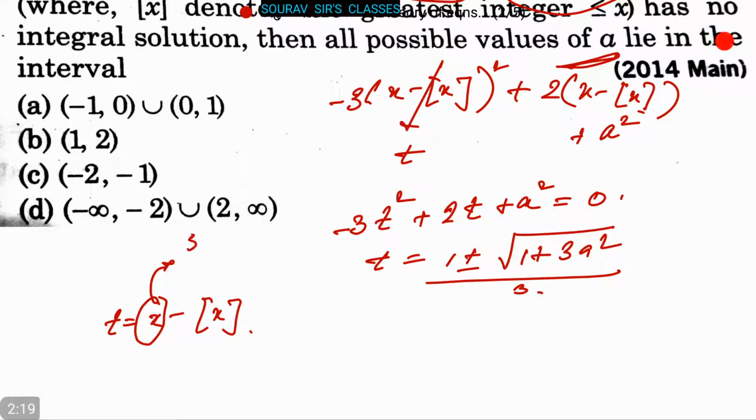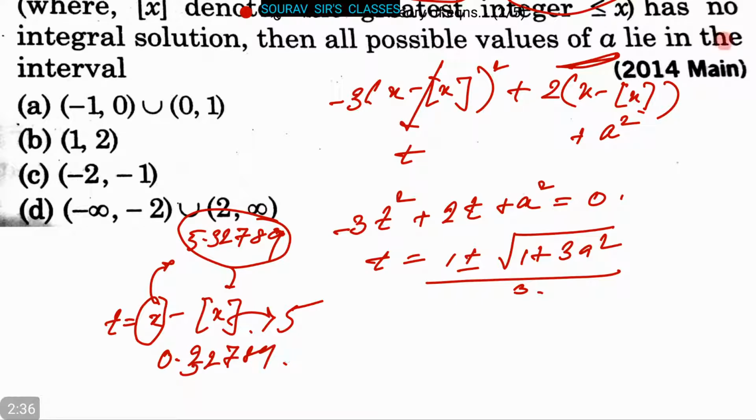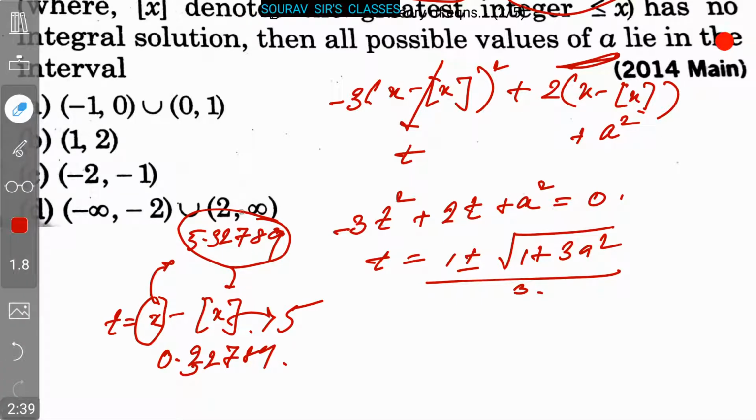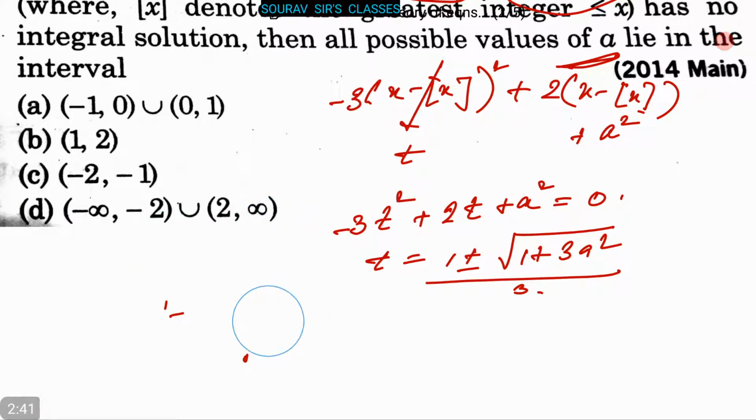Suppose x is 5.32789. If you plug this value of x into the box function, you will get 5, so you are left with 0.32789. So it's returning the fractional part of x. We write t as the fractional part of x, denoted by curly brackets, and this is equal to x minus [x].